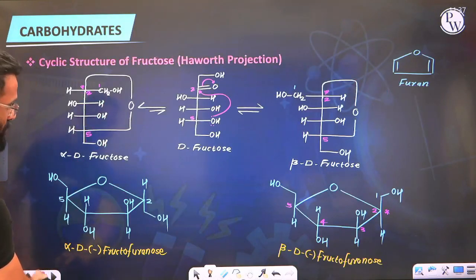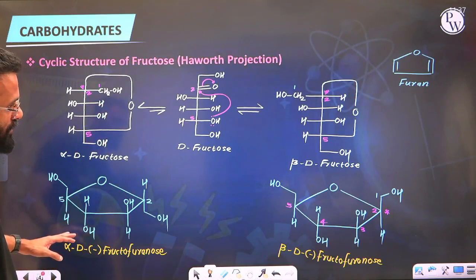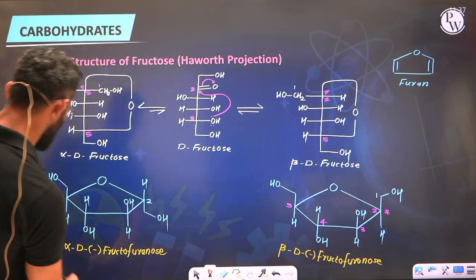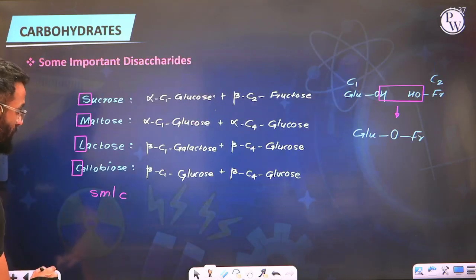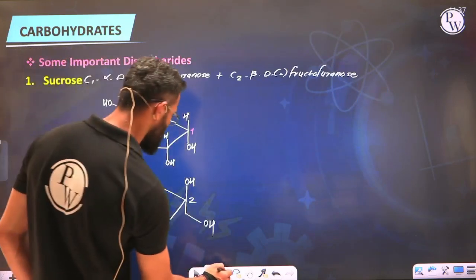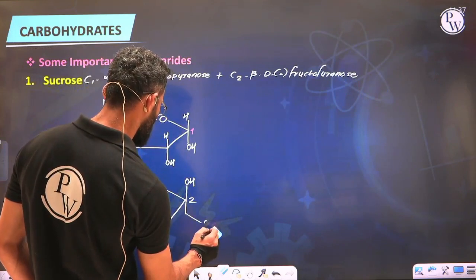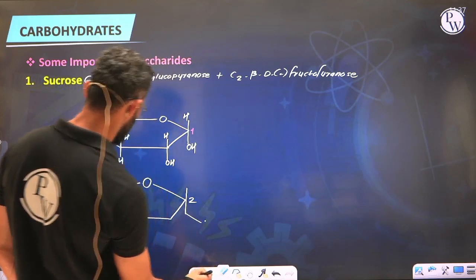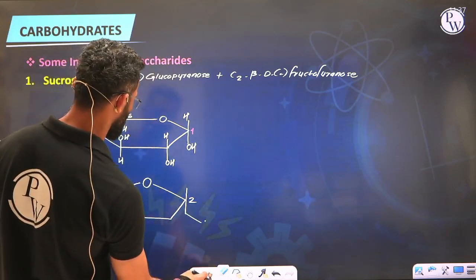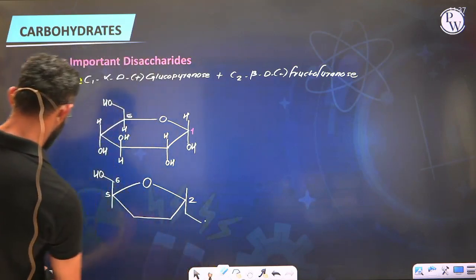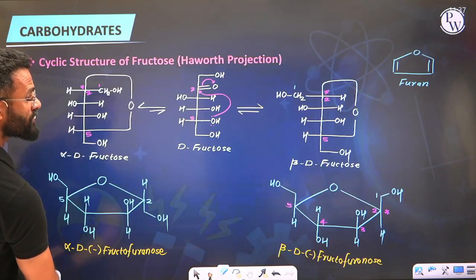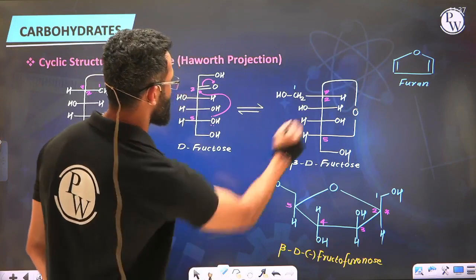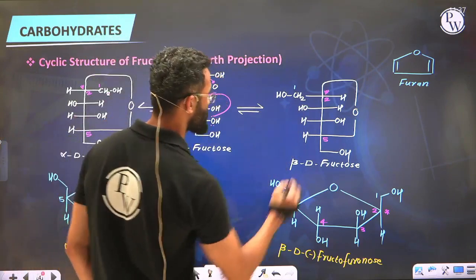Alpha, and H. Okay, we are making some mistake here. Hold on, everyone. So this has to be H. This has to be H. Just a moment, everyone. Beta D-fructose. Okay, we made a mistake here itself.